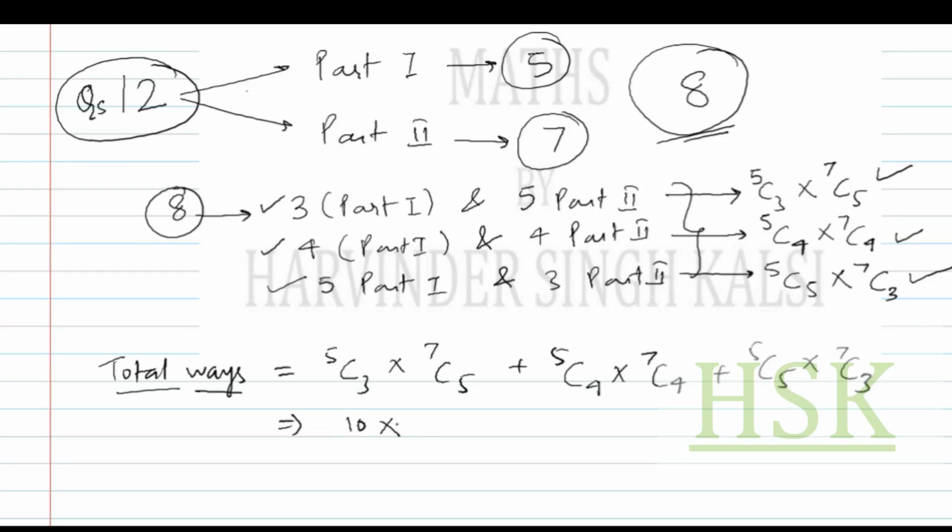So this will be equal to 10 into 21, because 7C5 is equal to 21. 5C4 is equal to 5. 7C4 is equal to how much? It is equal to 35. 5C5 is 1 and 7C3 is again equal to 35. On adding, I am going to get 210 plus 175 plus 35 is equal to 420. So 420 ways are there.